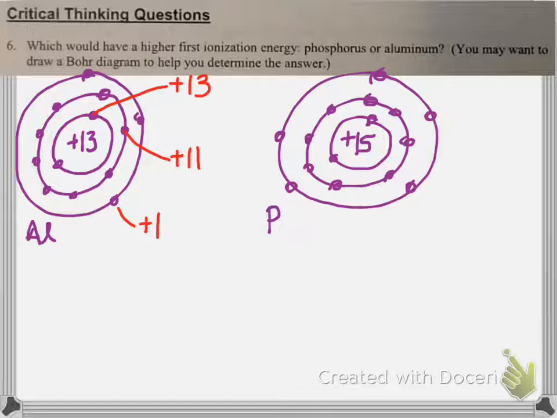When I talk about phosphorus, my pull for my first energy level is plus 15 because I have no shielding. In my second energy level, I have shielding of 2, so my pull from my nucleus is plus 13. When I get to my third energy level, again, I have shielding from the first and the second, totaling 10 electrons, and so my pull would be a plus 5. So now the question is, which one would have a higher first ionization? Remember, higher means it's harder to remove.